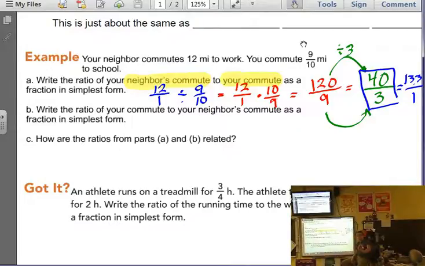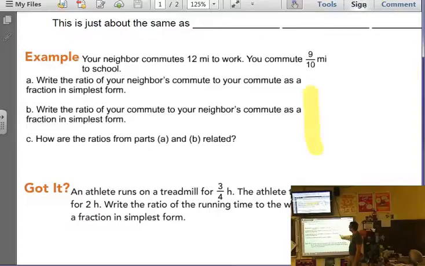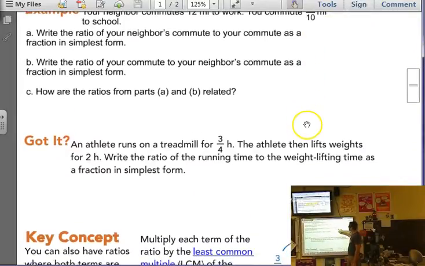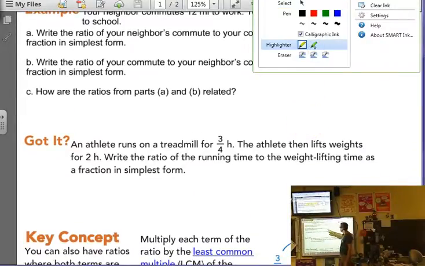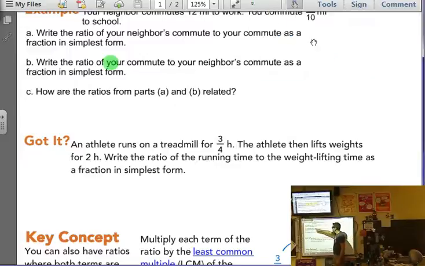Now, B, I want you to try on your own, but it flips the order around. B asks you to compare your commute to your neighbor's commute. So your distance is going to come first. Your neighbor's distance is going to come second. So try to set that up and then solve it. Will it make a difference? Yes, because when you turn around the order of the ratio, it completely changes how the ratio looks.